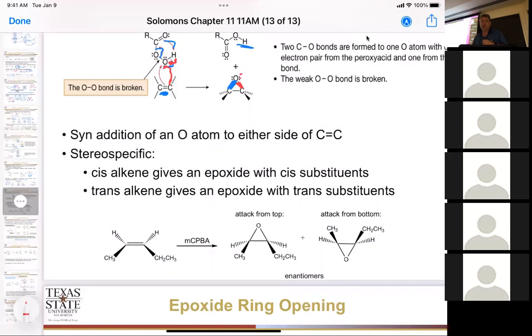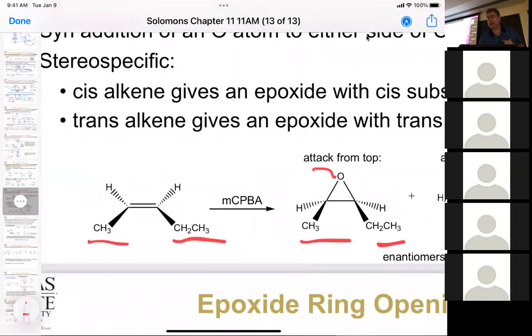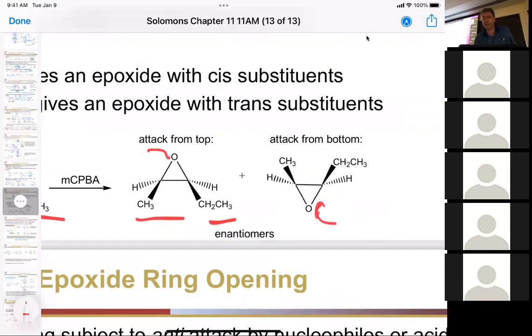So what we'll see here is, for this right here, it's going to add across the top. But notice these are both on the same side. Our epoxide has them on the same side. Now that's if it came from the top. But if it comes from the bottom, it's just going to give you a different compound, a different isomer. And so these are technically enantiomers, because your chiral centers are here and here. I've never seen chiral centers all bonded to the same oxygen before, but there are two chiral centers there, and those are enantiomers.